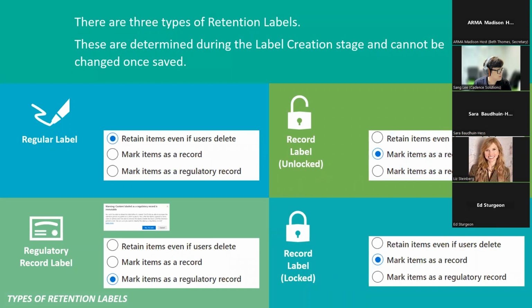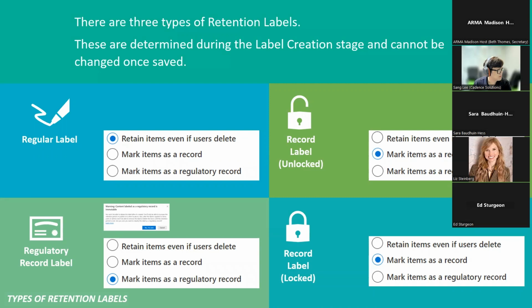So the 3 different types are regular, record, and regulatory record. I know I have 4 here, but the record labels are in an unlocked or locked state. So there's the regular label on the left-hand side, and there's the record label, which is either locked or unlocked. And then finally, there is the regulatory record label. I'll start with talking about the regular label.